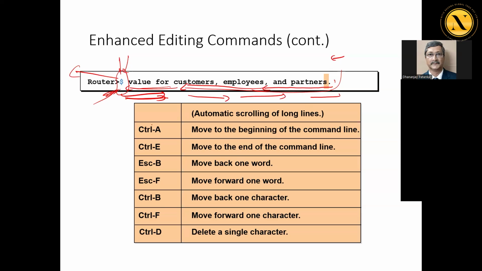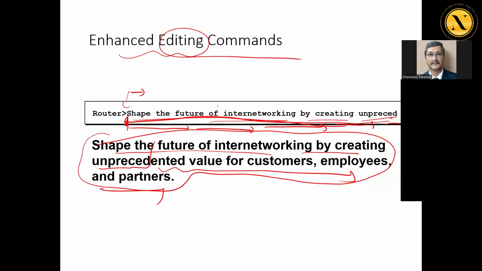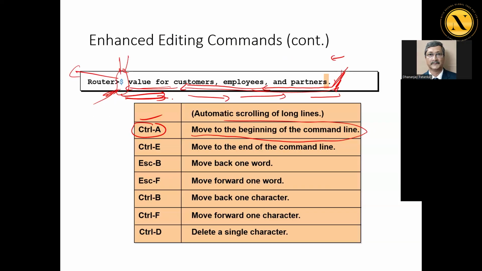Instead of that, there are shortcuts. If my cursor is here at the end and I press Control A, it will take me to the beginning of the line straight away. If I want to go to the end, I will press Control E, and it will come straight here, right? So Control A moves to the beginning of the line, Control E moves to the end of the line. Then we have Escape B, Escape F, and Control B, Control F. B for backward, F for forward, right?